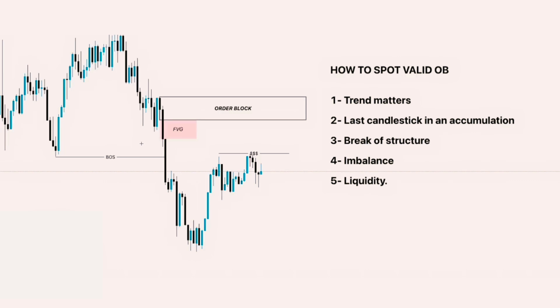And now, once you point out the accumulation that happened before the possible move that causes the break of structure, you now need to look for the last candlestick reaction before the impulsive move. Highlight it, because that is your order block candle.